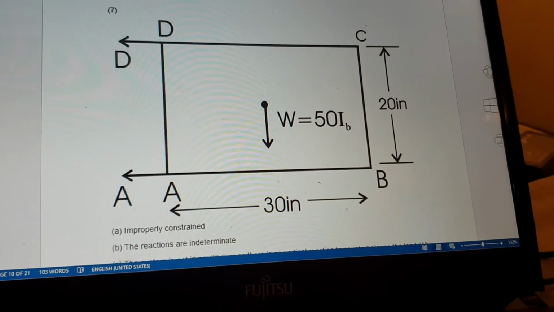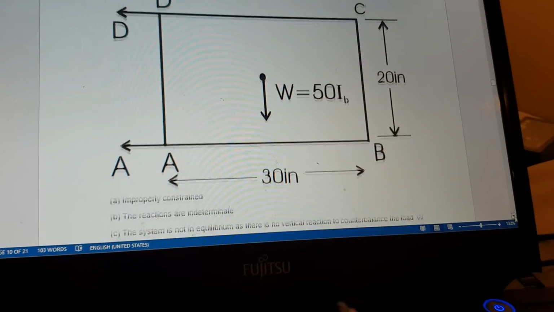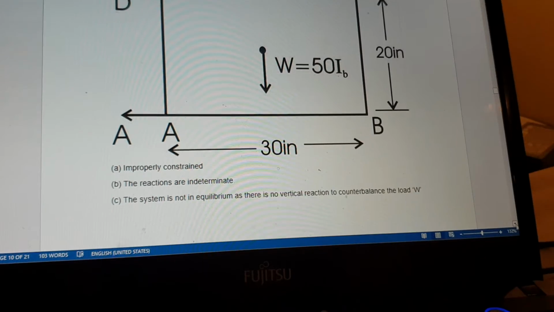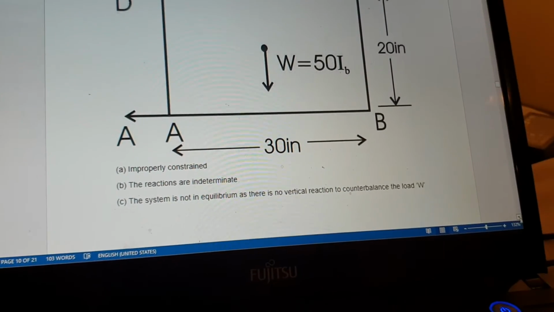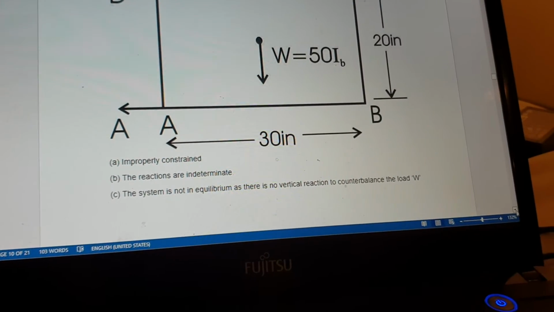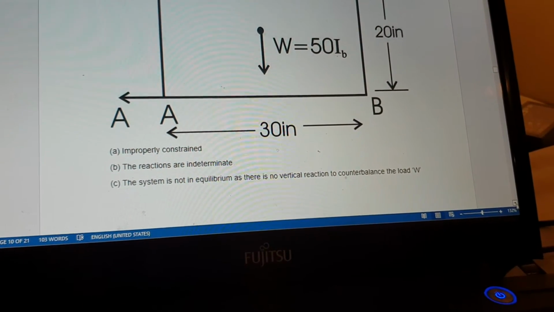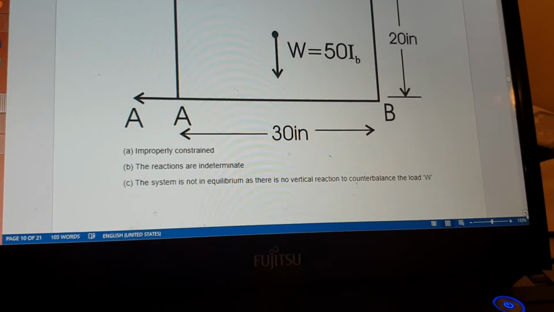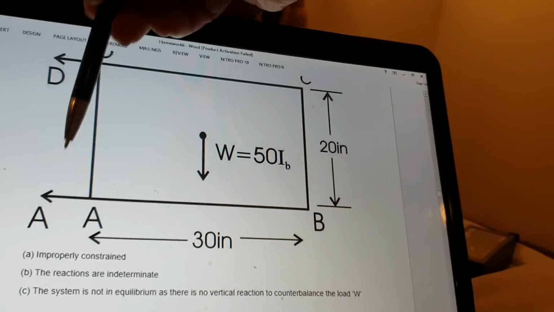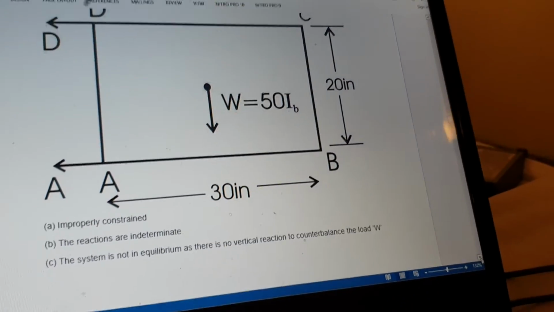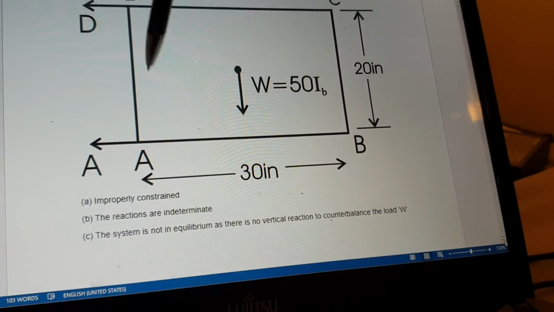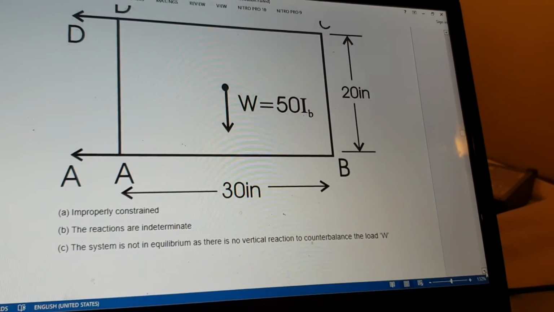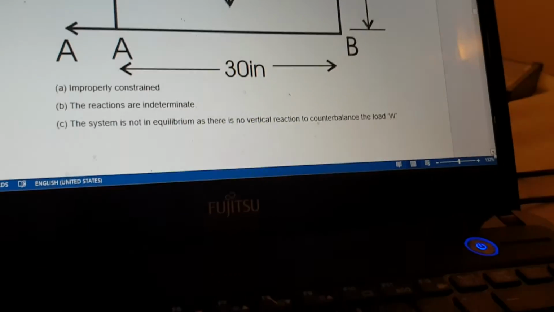But the problem is, this is improperly constrained, and the reactions are indeterminate. The system is not at equilibrium, as there is no vertical reaction to counterbalance the load of weight. Remember, we could find moment at this point and we could find A. We could find moment here, we could find D. But there is no vertical reaction in the y-axis that will counterbalance the load W. So this is an indeterminate reaction, and it's improperly constrained.